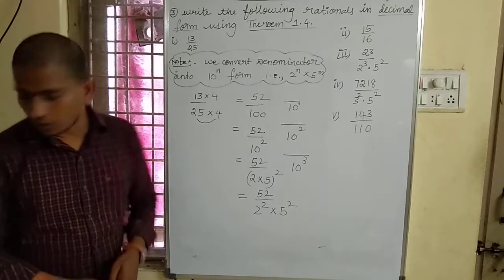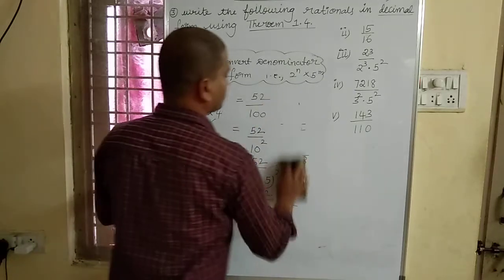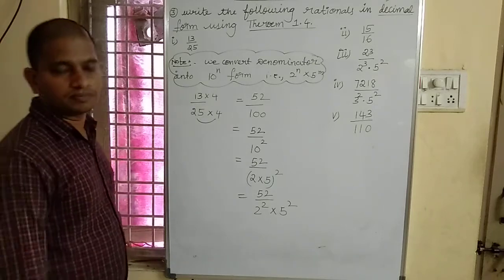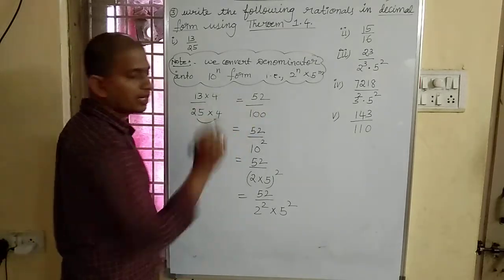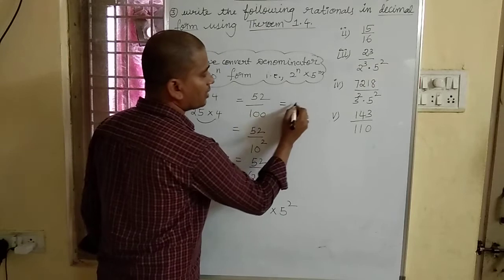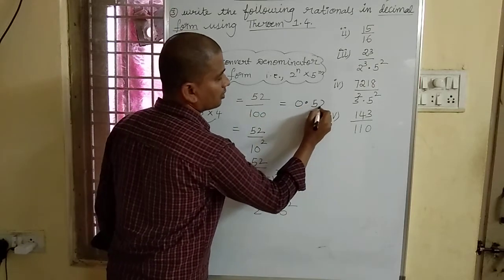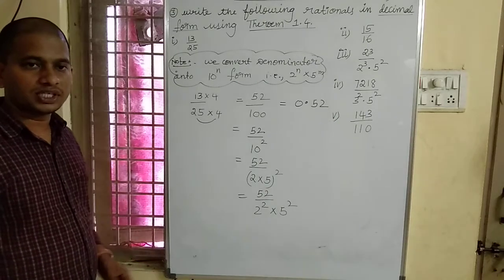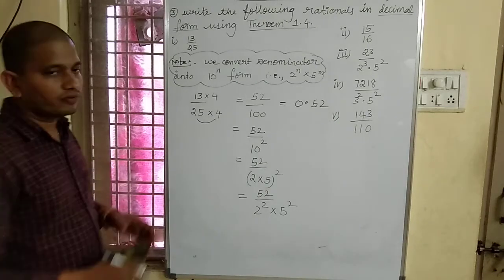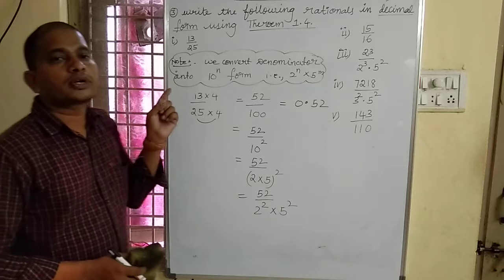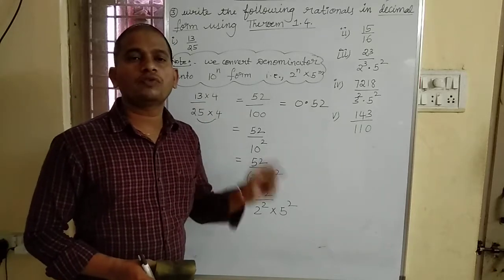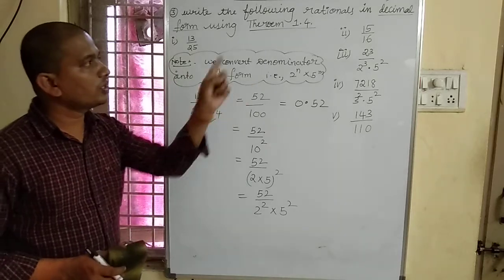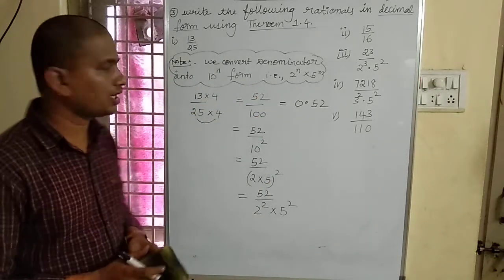Right? So the first question is asking us to write the rational in decimal form. So 52 by 100 is simply 0.52. That is the decimal form, because we converted it into the 10 to the power of n form, I mean 2 power n into 5 power m form. Okay? We will do the second question so that you will understand more clearly.